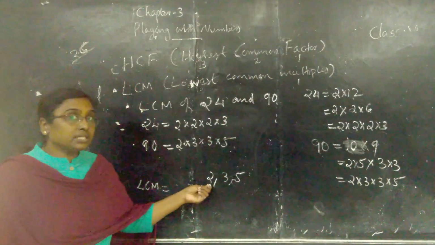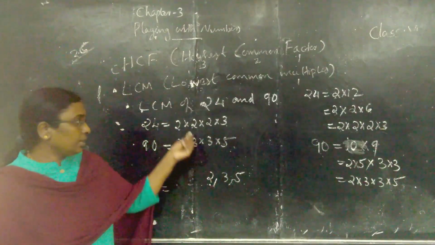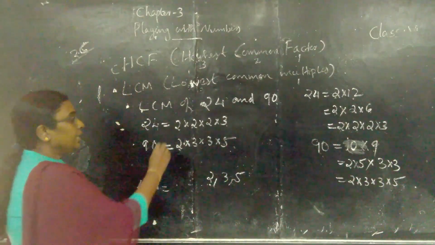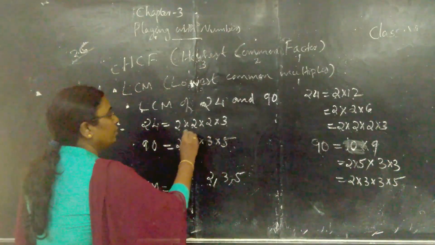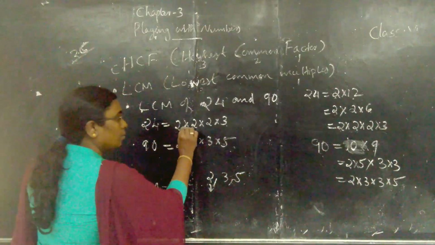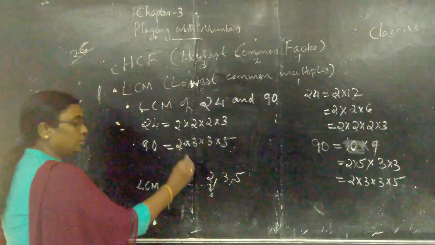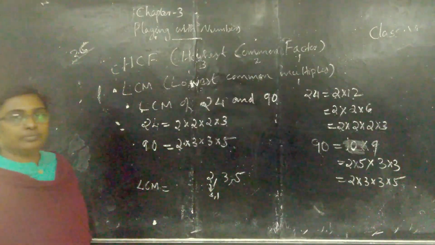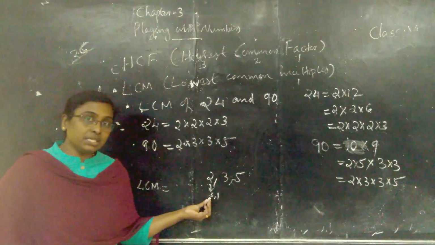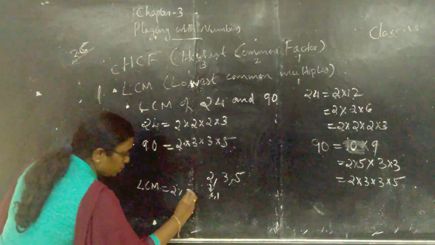Find the maximum number of times 2 occurs in any of these two numbers. Look here. In the case of 24, how many times does 2 occur? 1, 2, 3, 3 times. In 90, 2 occurs 1 time. So we take the maximum number of times. The maximum number of times is 3, so 2 into 2 into 2.